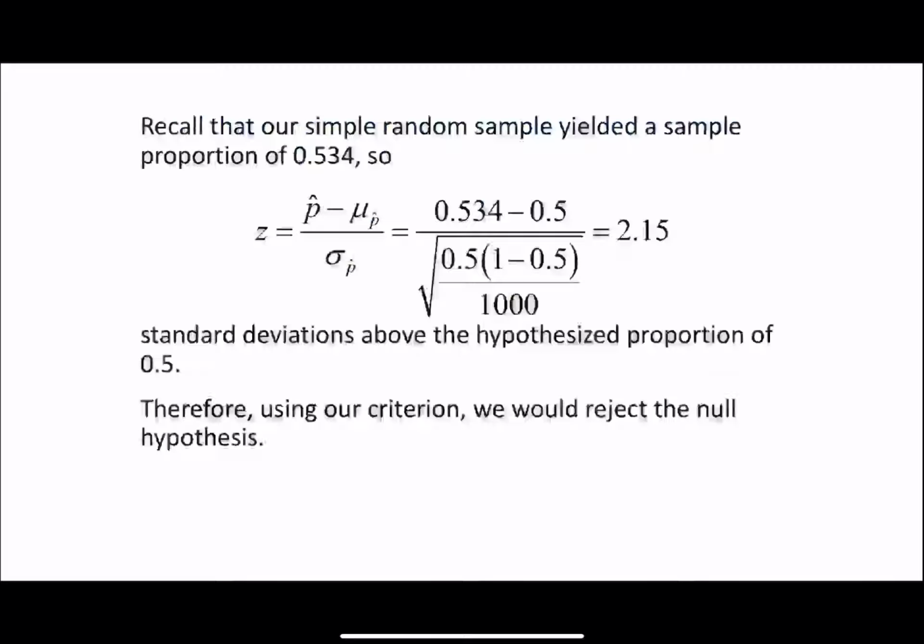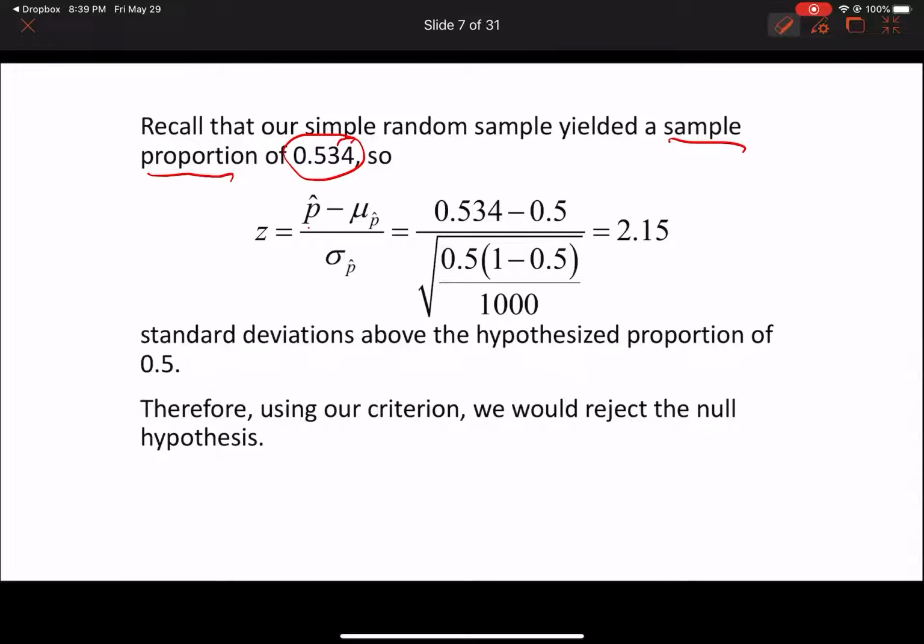Let's move on. Recall that our simple random sample yielded a sample proportion, our p hat, of 0.534. So we are going to do p minus mu, because remember, this is how we determine a z-score. It would be p minus mu divided by our standard deviation, which is the standard deviation that we just calculated. So 0.534 minus mu divided by our new standard deviation, which was 0.016. And we got a z-score of 2.15.